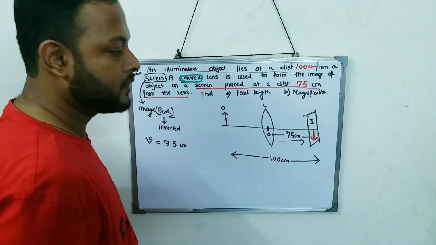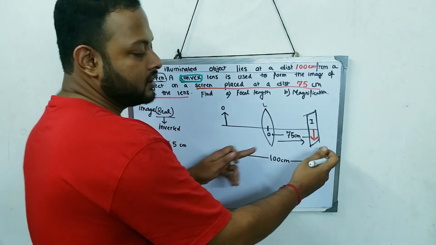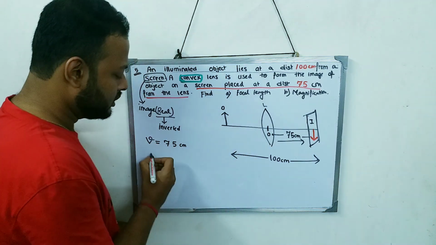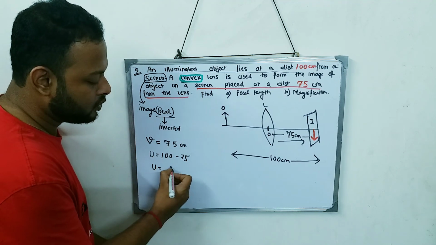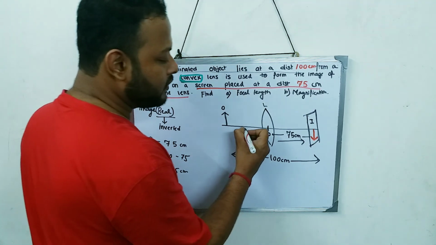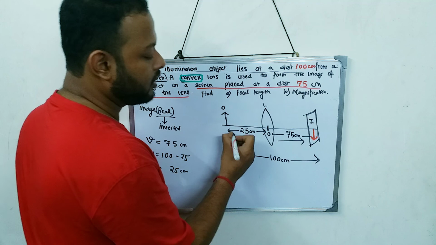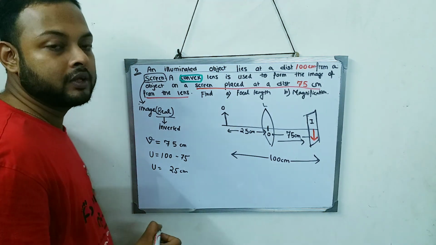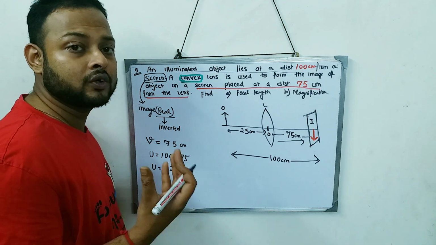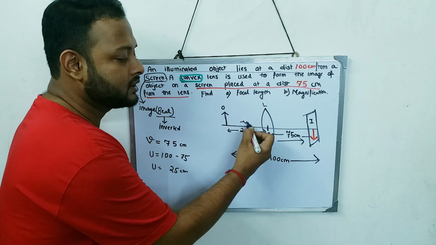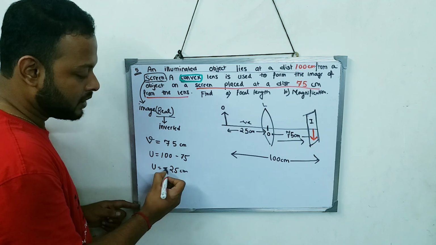Now what about U? It is so easy to get this value of U. Total is 100, this is 75. So U is equal to 100 minus 75, so U is equal to 25 centimeter. Now, saying that 25, but will the value of U be positive or negative? Think, I always told you, object distance is always negative. This side is always negative, because we are going against the incident ray. So this value of U is minus 25.